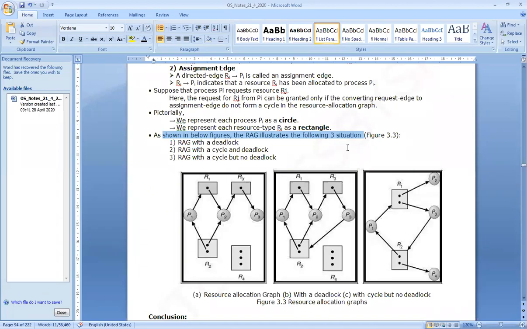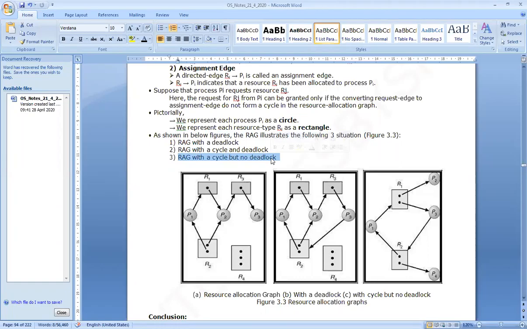The first one is called a resource allocation graph with a deadlock, then a resource allocation graph with a cycle but no deadlock. So there are three different situations where the resource allocation graph is shown, with a deadlock, with a cycle, and without a deadlock. All three different cases are shown in the small diagrams.